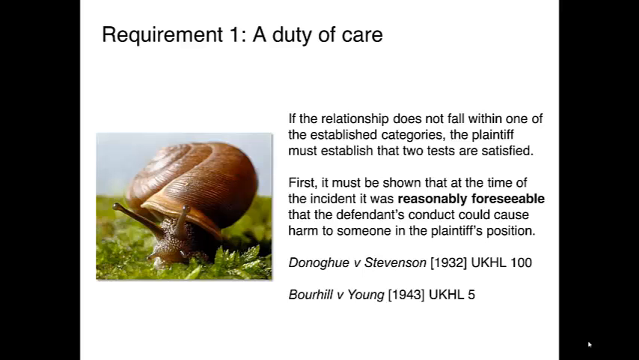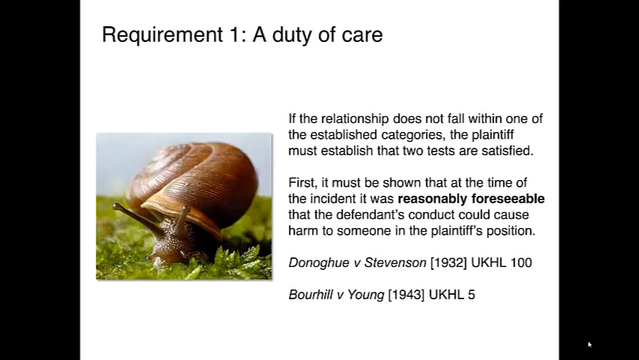In order to establish the existence of a duty of care, it has to be shown that at the time the defendant was doing whatever it was that they were doing, it was reasonably foreseeable that what they were doing could cause harm to someone in the plaintiff's position. The classic case that illustrates this, in fact, the case that established this as a precedent, is the case of Donoghue and Stevenson from 1932.